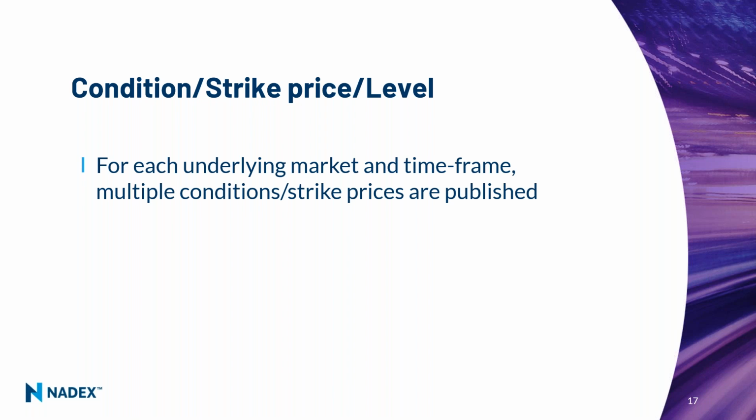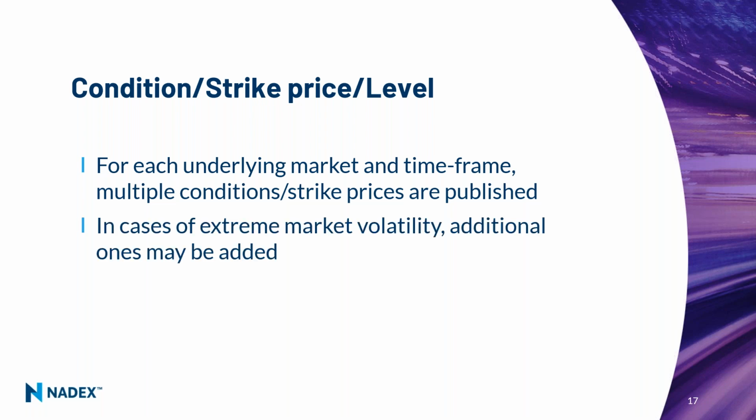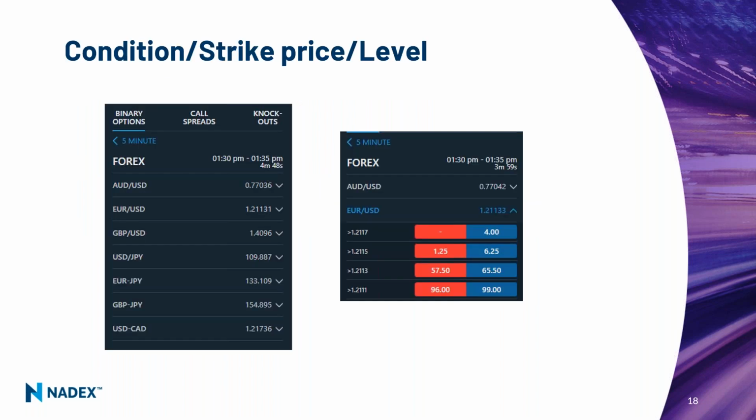Now, something that differentiates Nadex from a lot of the other binary option markets is that, one, we've got a bunch of underlying markets. We've also got a variety of time frames and conditions, which are strike prices. So you can choose what suits you best. And if markets are really volatile, we may even add some on the fly. Now, here's an example of our 5-minute binary options, and we'll look at a lot more when we get over to the platform. But you can see for 5-minute binary options, we've got a bunch of different Forex pairs.